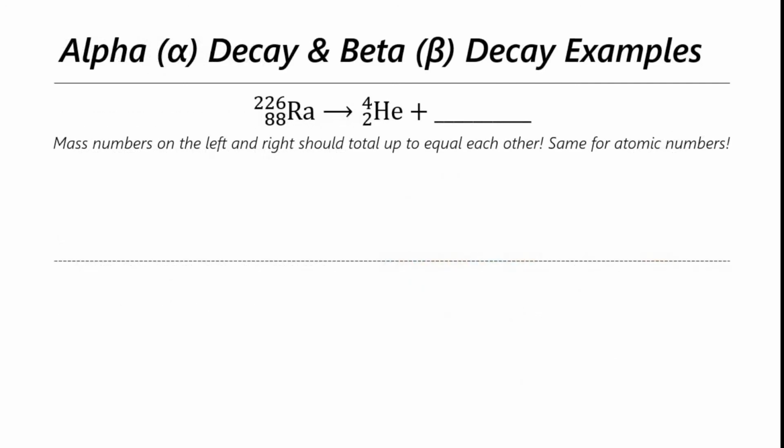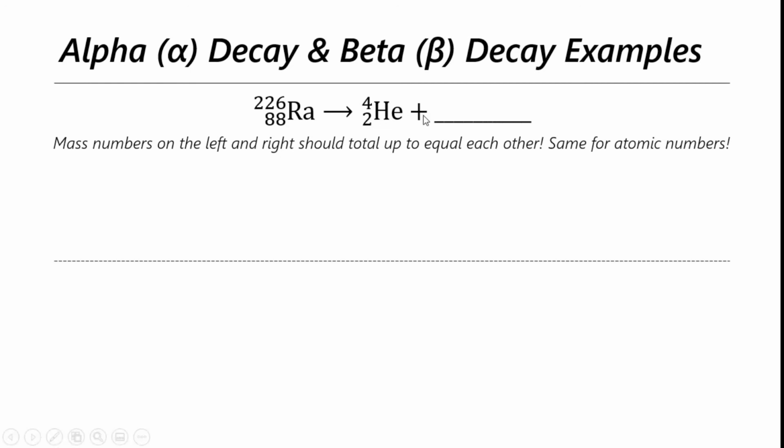To show some examples of this, this is alpha decay and beta decay. We've got radium-226 with an atomic number of 88. This arrow signifies that we have a change going on, and on the right side we should have this guy and something else. So we'll end up with 4,2He, this helium-4, which is our alpha particle. So this is going through alpha decay, plus something else.